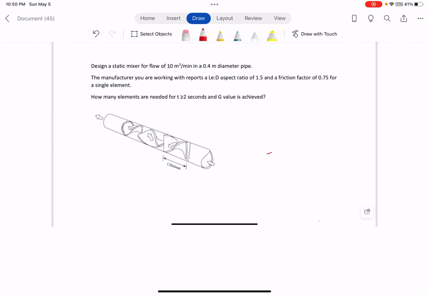Let's look at this example. It's an old final exam problem. We have a static mixer. The flow is given as 10 meter cubed per minute. The diameter of that mixer is 0.4 meter.